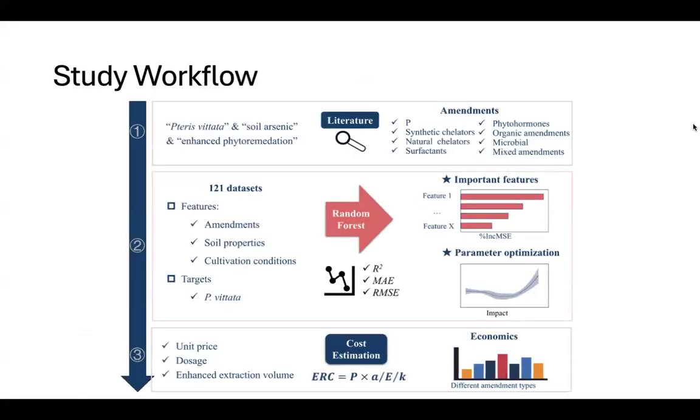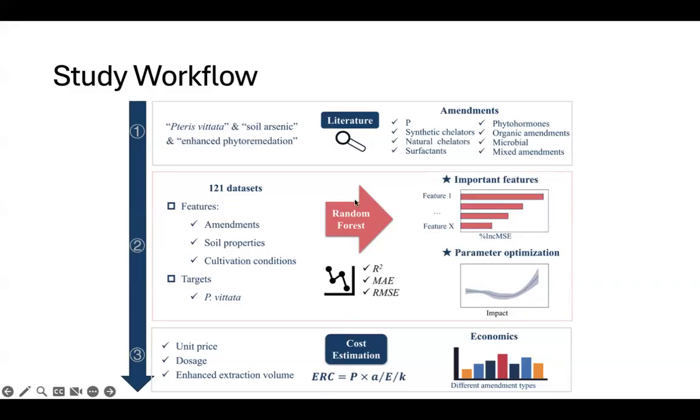So this is the overall study workflow. Again, data was collected from literature related to the P. vittata, soil arsenic, and enhanced phytoremediation subjects. And these were the amendments that were selected to be studied. 121 data sets were collected with features of amendments, soil properties, and cultivation conditions. All of these were used to predict the target of P. vittata behavior.